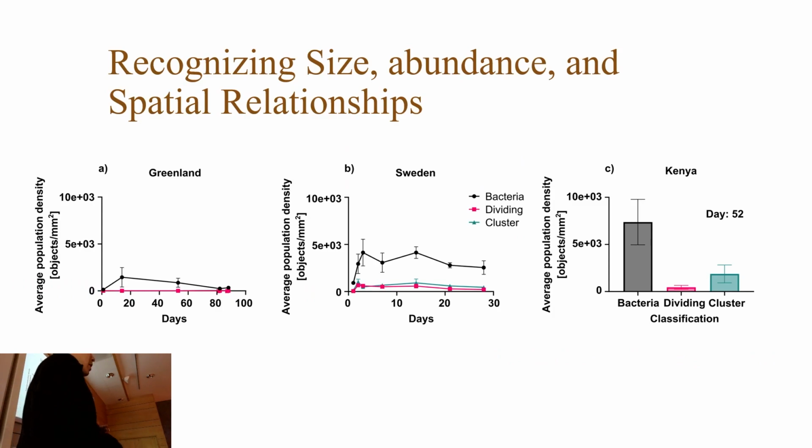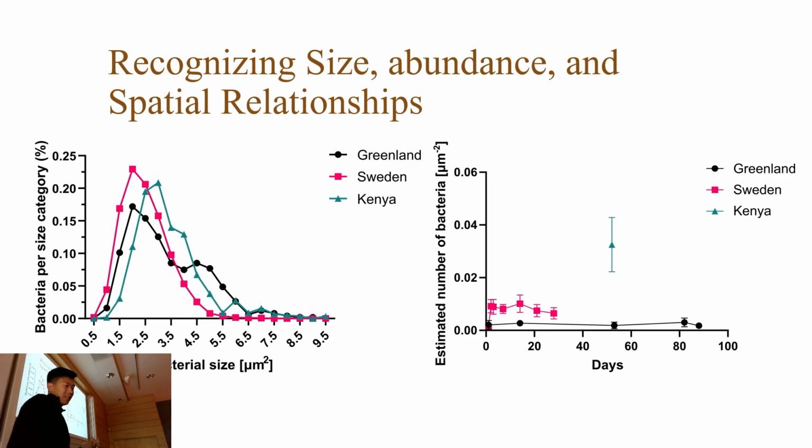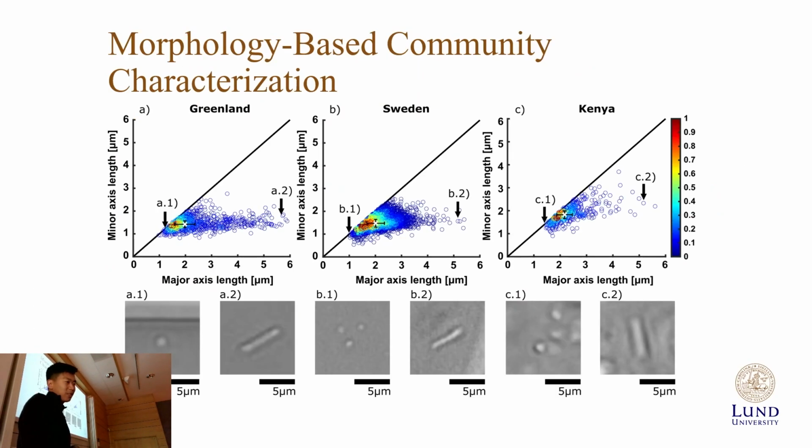So with deep learning, we managed to segment every single bacterium, and we are able to count them to obtain the abundance, and we can even calculate the size. But it's also very interesting that now we can analyze the morphology, the shape of the bacteria. So you can see the big difference in these three regions.